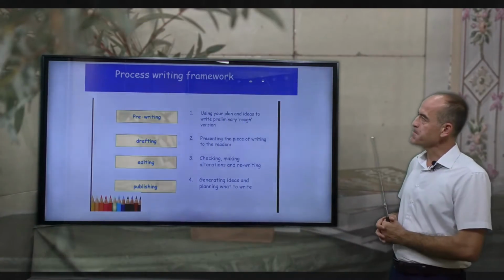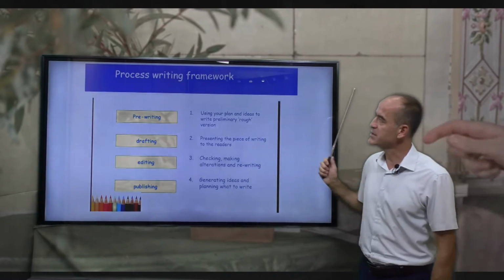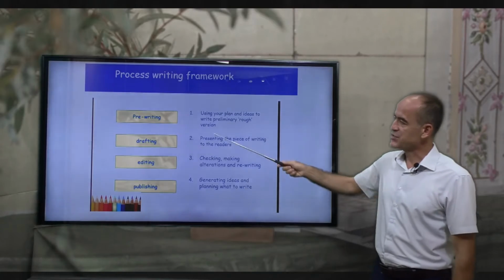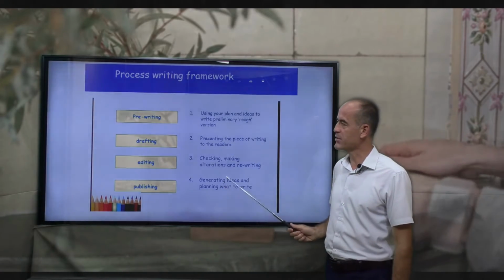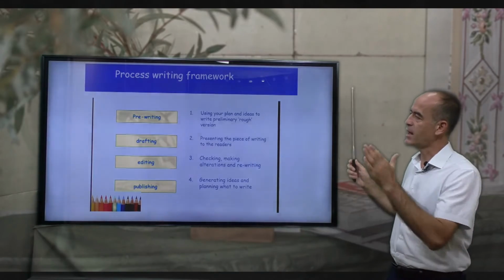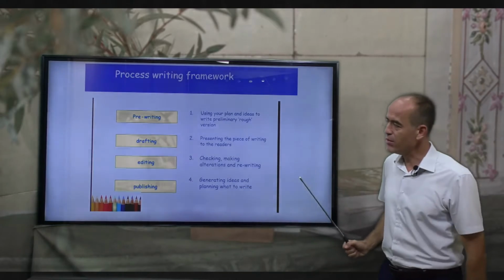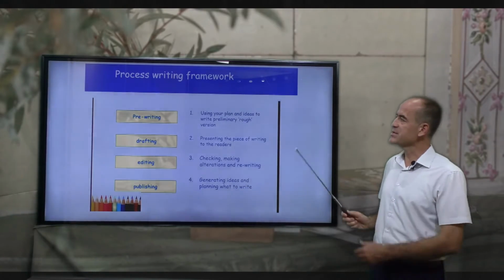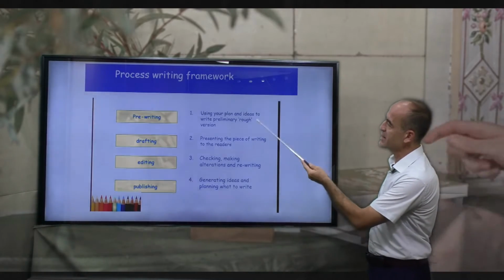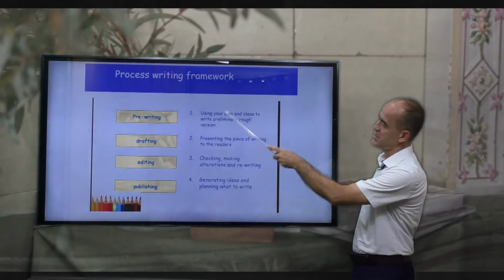Now let's look at the process writing framework. As you can see, this process writing involves 4 stages: pre-writing, drafting, editing, and publishing. Before writing a final product, students should go through these 4 stages. And also, in each stage, students are required to do some actions or activities, like using plan ideas to write a draft version, checking, making alterations, or so on.